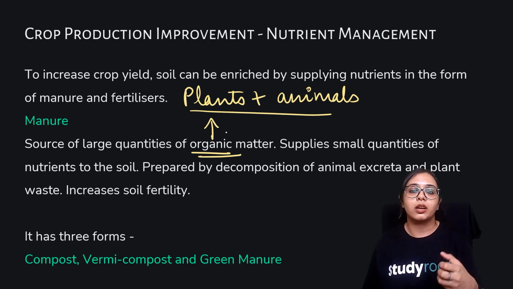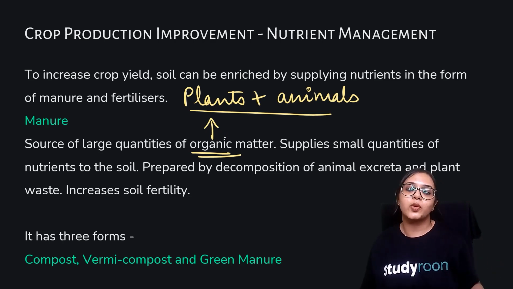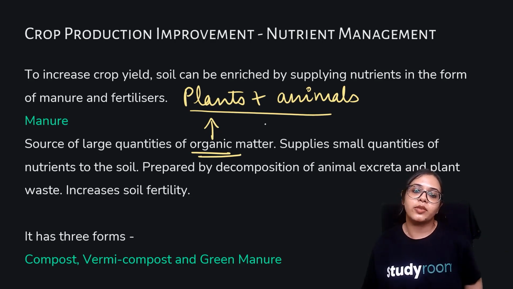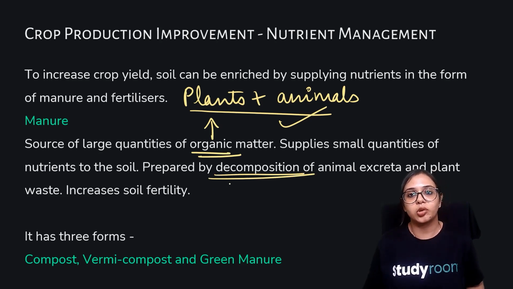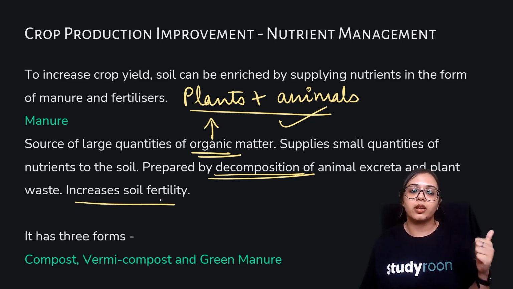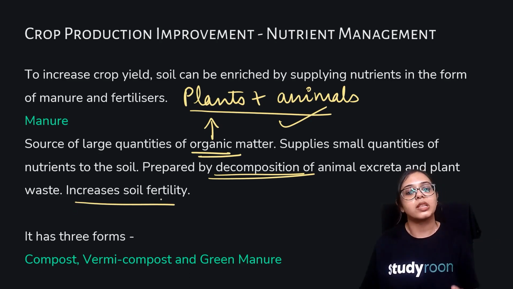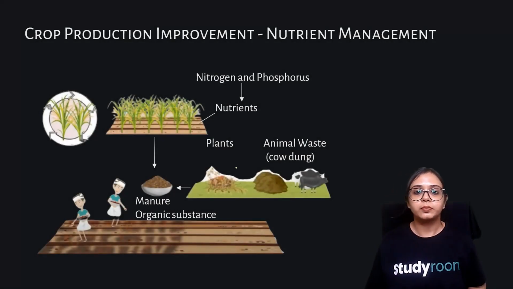Plants are not getting those important elements directly, but rather they are deriving their nutrients from plants and animals. And how is manure prepared? It is prepared by decomposition, by the degradation of animal excreta and plant waste, animal and plant refuse. And definitely they increase the soil fertility. So there are three kinds of manure: compost, vermicompost, and green manure. We'll be learning all about them.